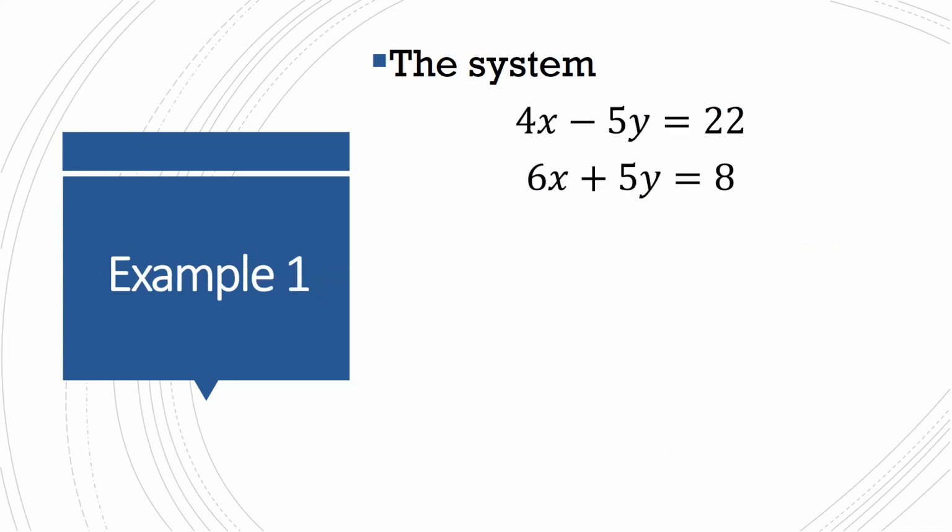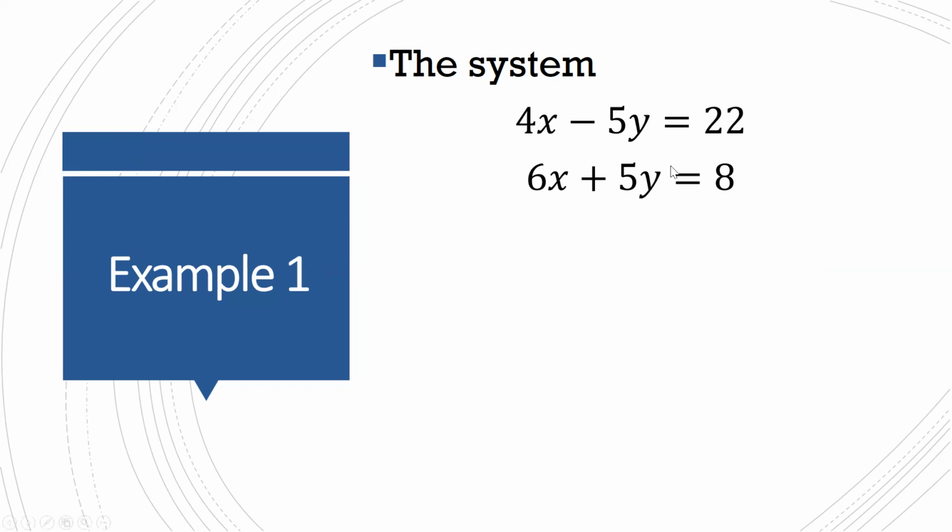So let's take a look at an example so that we can follow the steps that we talked about. We're going to look at the system of two equations with two variables that you see on this slide. The first equation is 4x minus 5y equals 22. The second equation is 6x plus 5y equals 8.